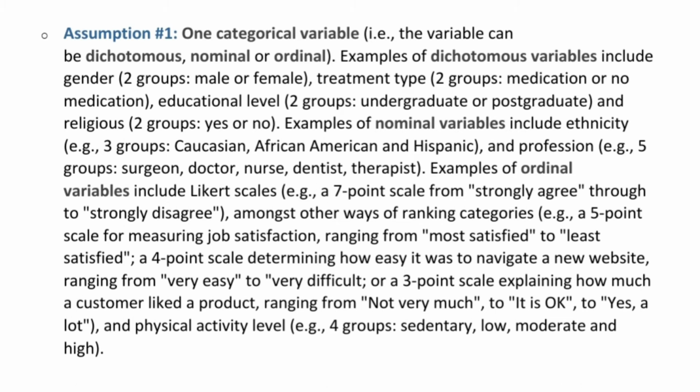Examples of dichotomous variables include gender, treatment type, educational level, or if a person is religious or not. Examples of nominal variables include ethnicity and profession. And the examples of ordinal variables include Likert scales, amongst other ways of ranking categories, like a scale for measuring job satisfaction, a 4-point scale determining how easy it was to navigate a new website, and physical activity level.